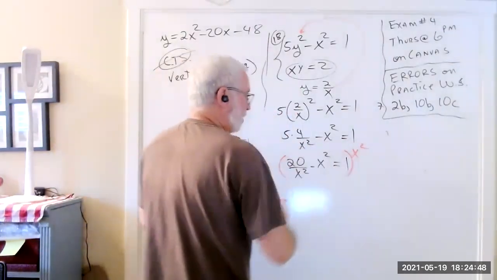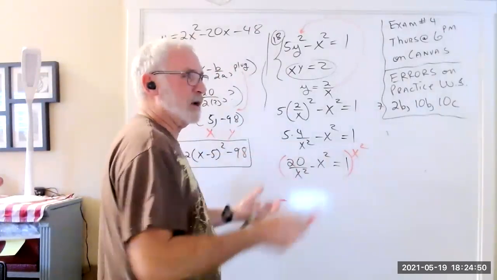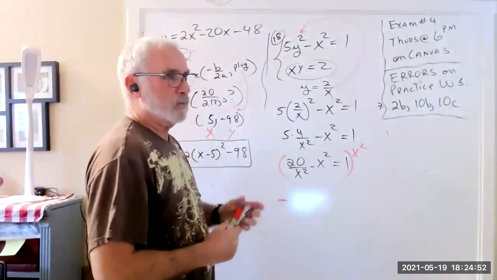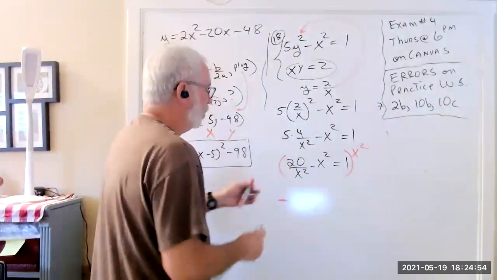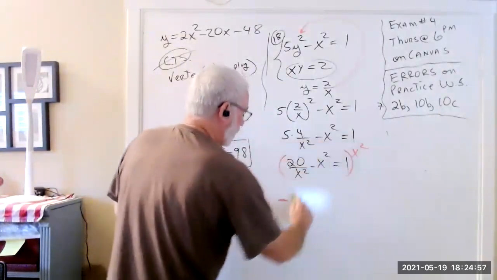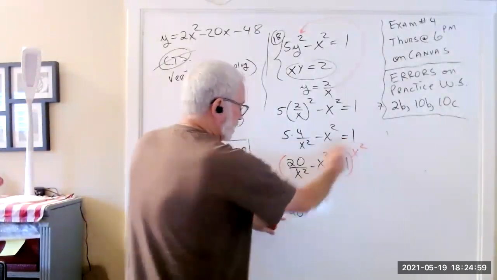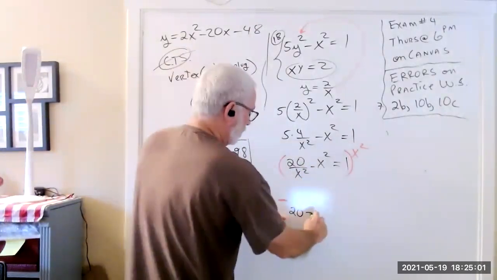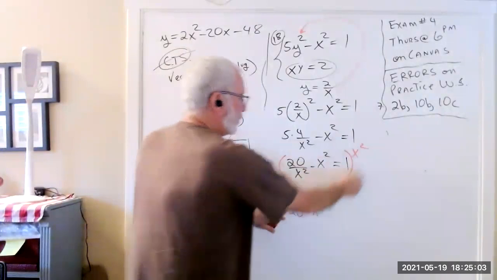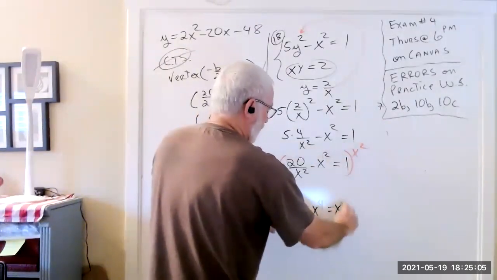and distribute. Remember, we did this way back in, I think, chapter 9. So when I distribute it here, that's going to give me 20, because the x squareds will cancel, minus x to the 4th equals x squared.